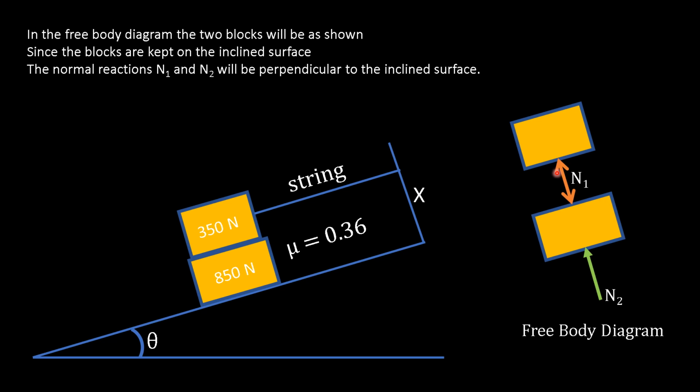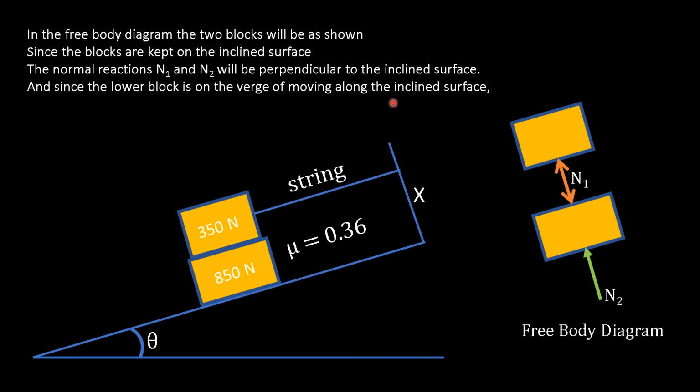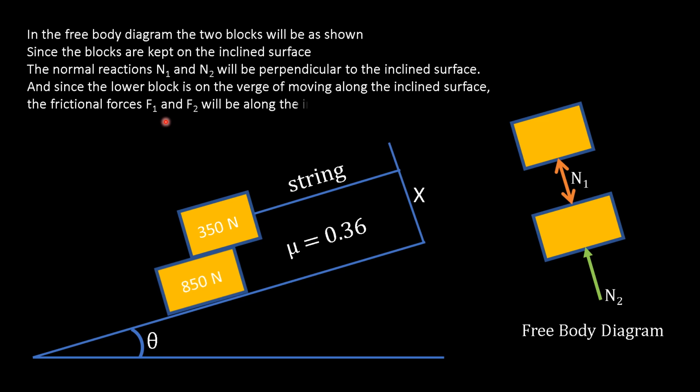like this. Normal reaction N1 will be upwards on the upper block and downwards on the lower block. Normal reaction N2 by the inclined surface on the lower block will be upwards. And since the lower block is on the verge of moving along the inclined surface, like this, the frictional forces F1 and F2 will be along the inclined surface.